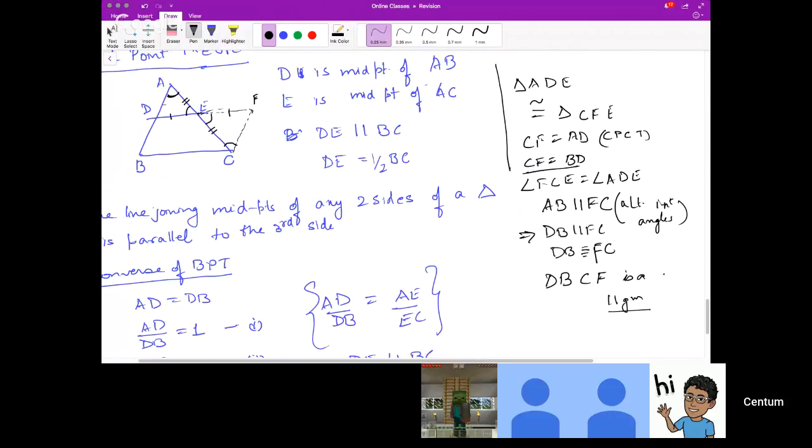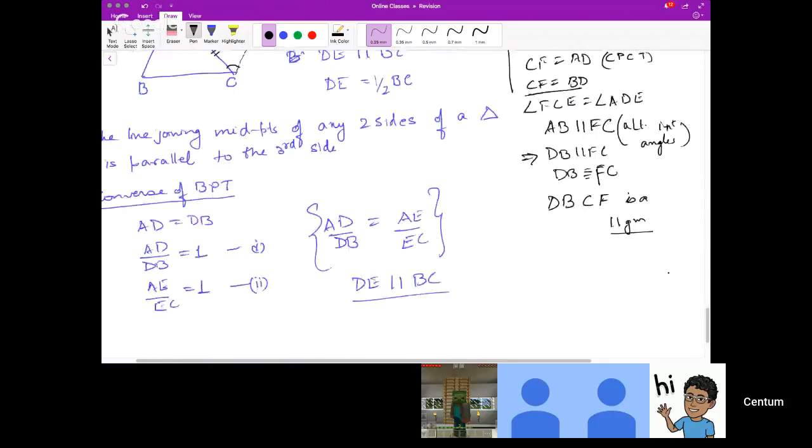If you see, the conditions of similarity are based on the basic proportionality theorem. So hence we cannot use it the other way around. Do you understand that point? That's what I was saying: if the proof of theorem X depends on theorem Y, you cannot use theorem X itself to prove theorem Y. So that's the rule. Okay, now DBC is a parallelogram.